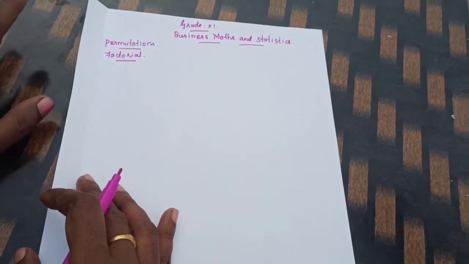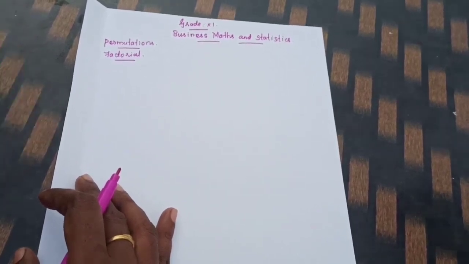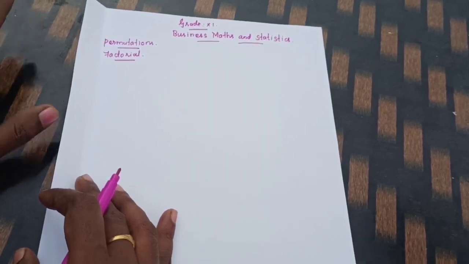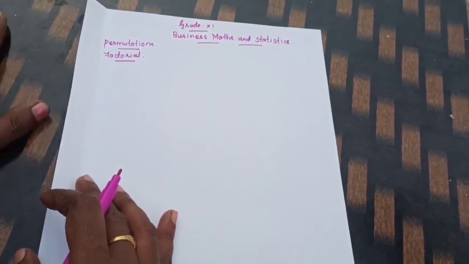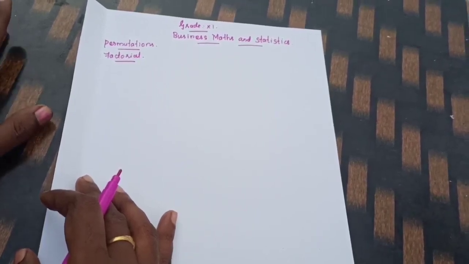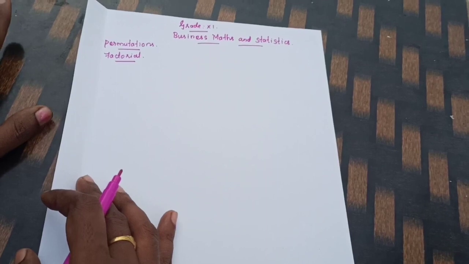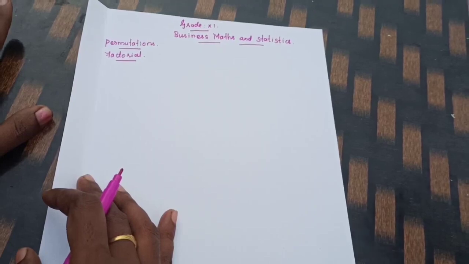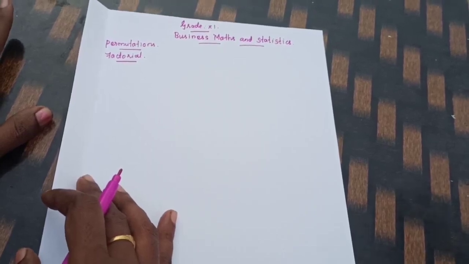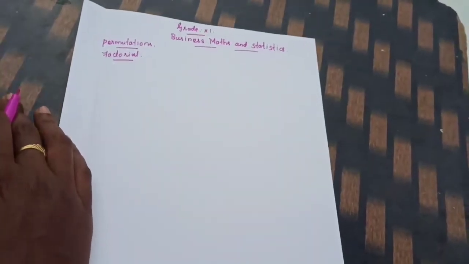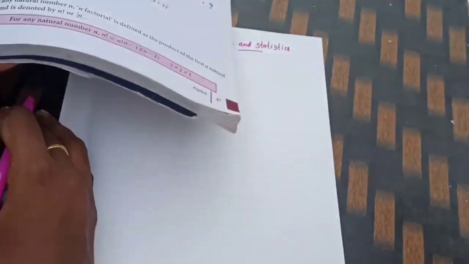First we are going to learn what you mean by factorial. Have you heard what you mean by factorial? Please students, all of you take down your books and turn to factorial. For any natural number n, factorial is defined as the product of first n natural numbers and is denoted by n factorial. Another symbol is also given. I will explain it in the book itself.